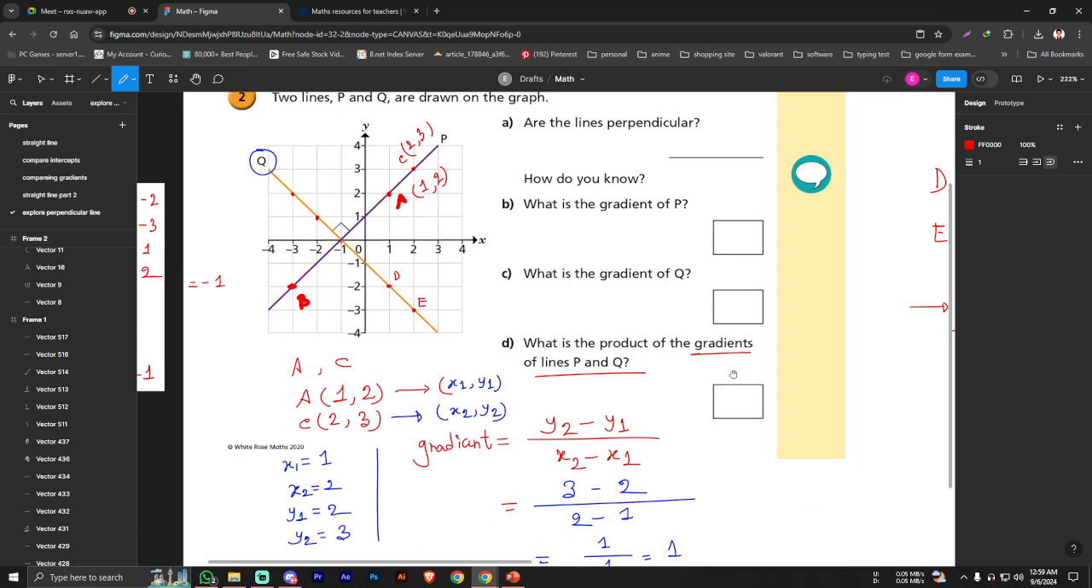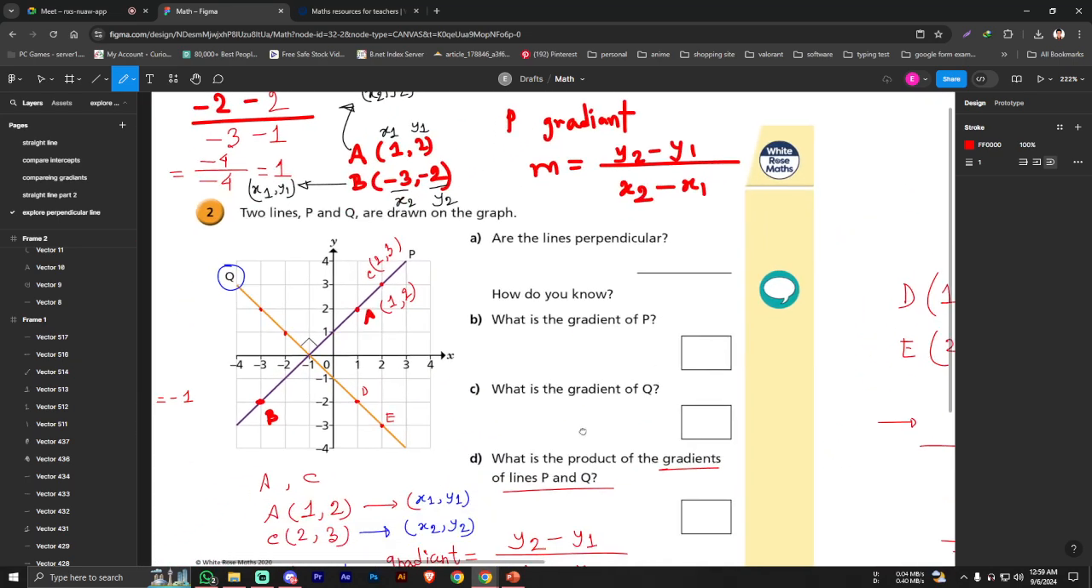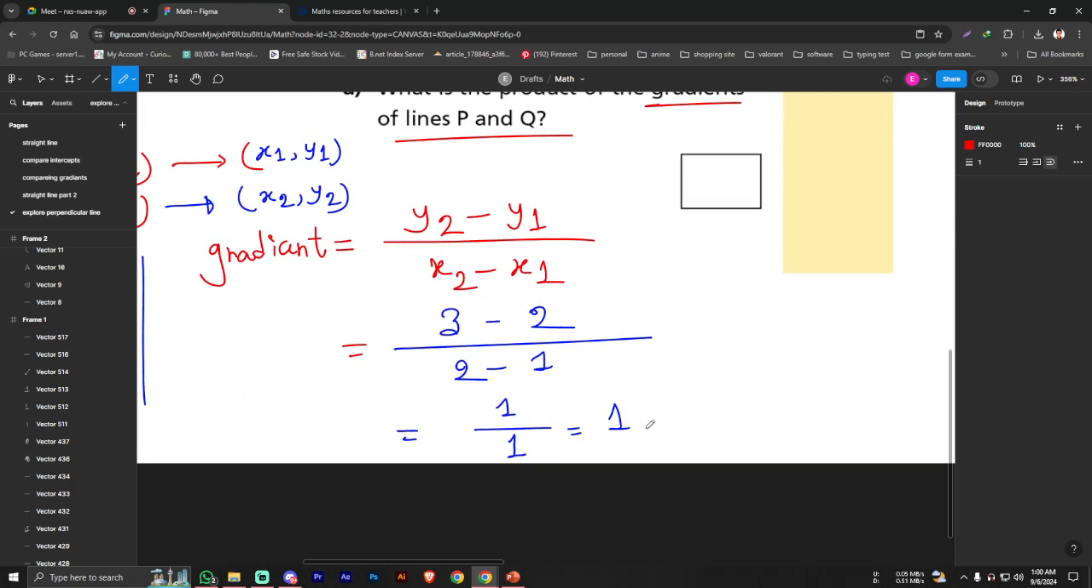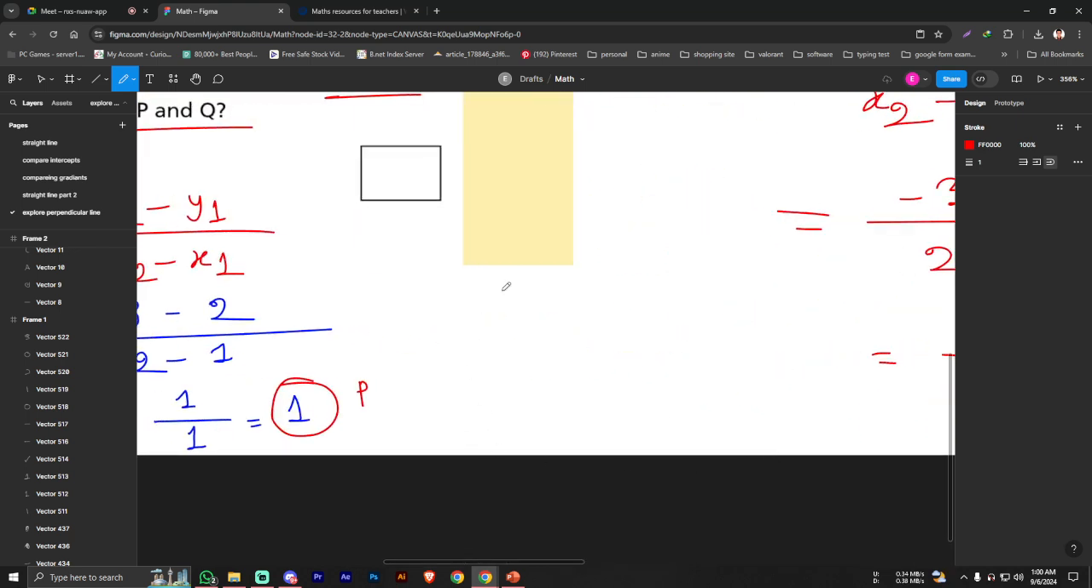Product means find P's gradient. What's P's gradient? Did we find it anywhere? It's 1, right? Here. Yes, this is P's gradient. And what is Q's gradient? Minus 1, right? Yes. So now P's gradient multiply with Q's gradient. What's the answer?